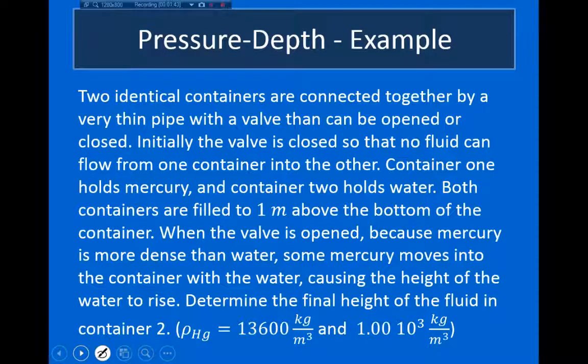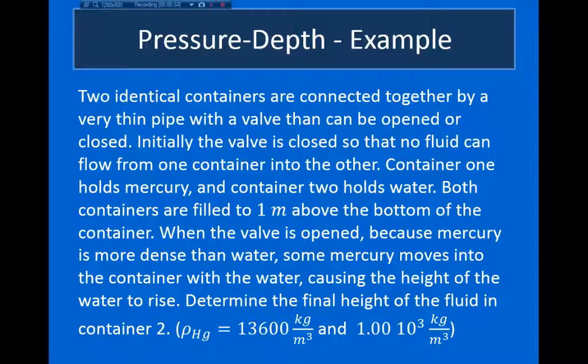So let's go ahead and look at one more example. This example says we have two identical containers that are connected together by a very thin pipe which has a valve that can be either opened or closed. Initially the valve is closed so that no fluid can flow from one container into the other. Container 1 holds mercury and container 2 holds water. Both containers are filled to 1 meter above the bottom of the container.